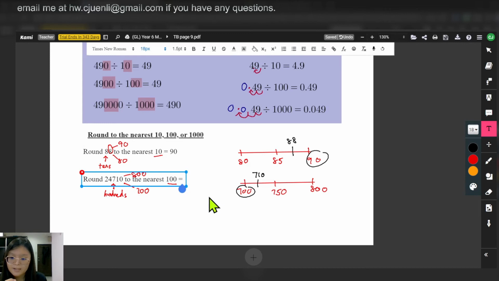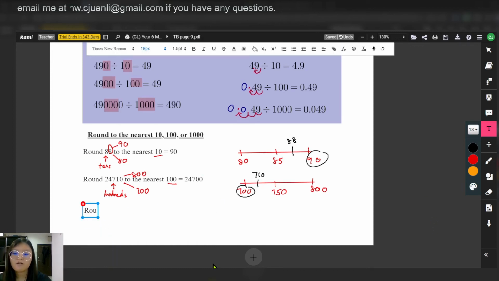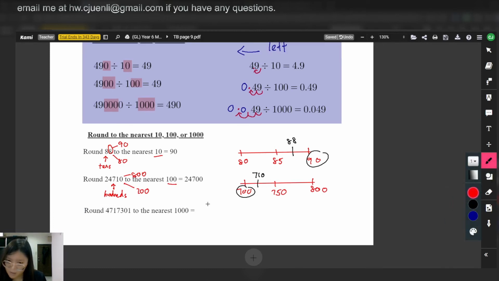Will be, let's say, 24,700, right? So it's 24,700 in this case. That is for the nearest 100. What if you have to round, let me give you a random number, to the nearest thousands? Same thing. We're going to focus on that thousands place.